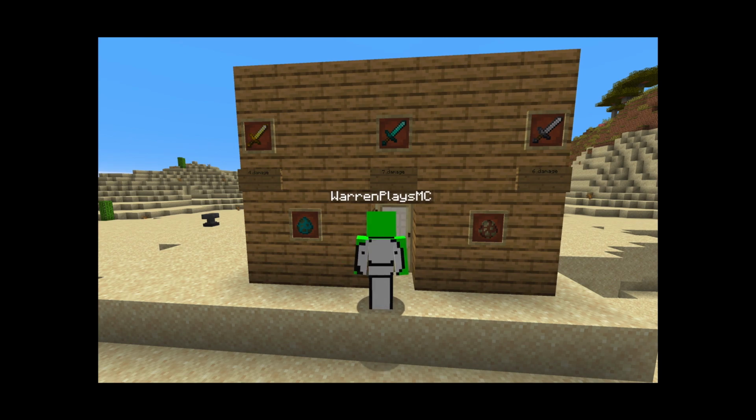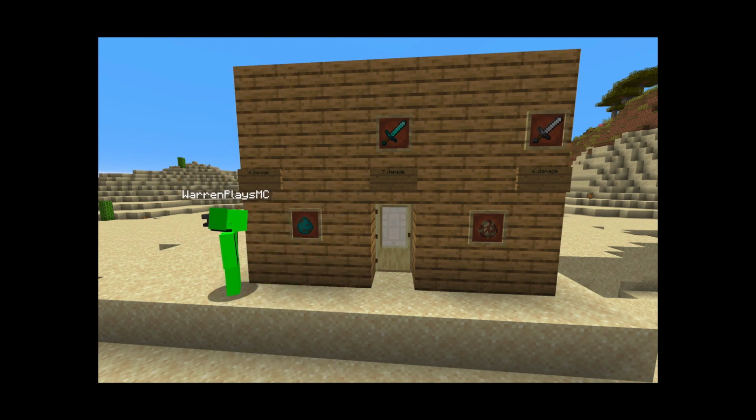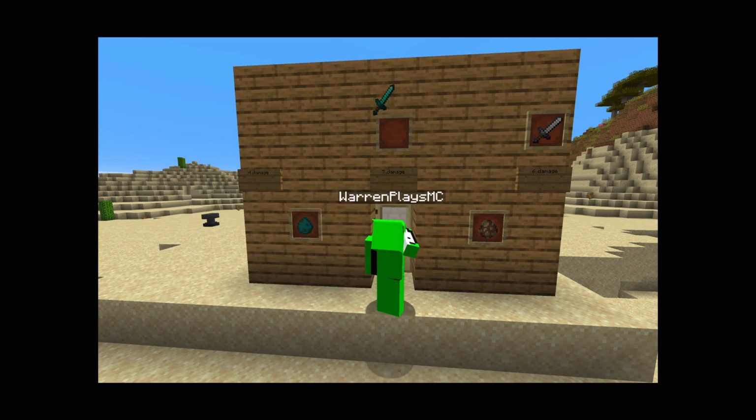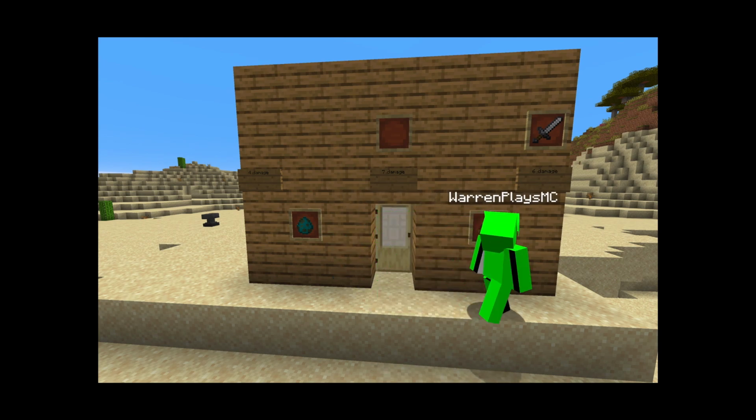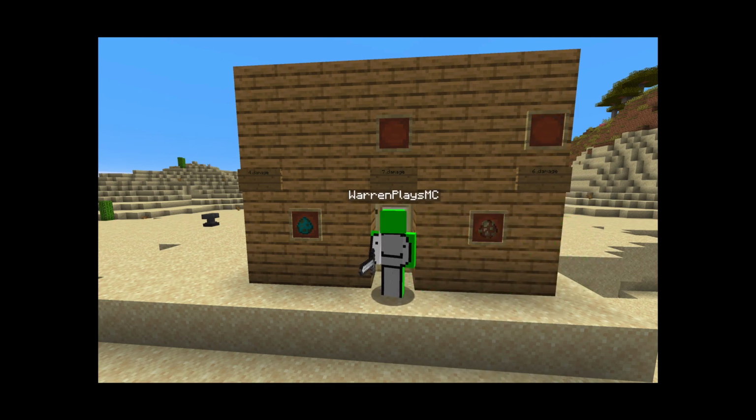Now let's get into the tests. For this test, we're going to be using three variables: the gold sword, the diamond sword, and last but not least, the iron sword. All three swords have a different amount of damage, so with three different sets of data, we can test more accurately which mob has a higher health. Let's get into it.